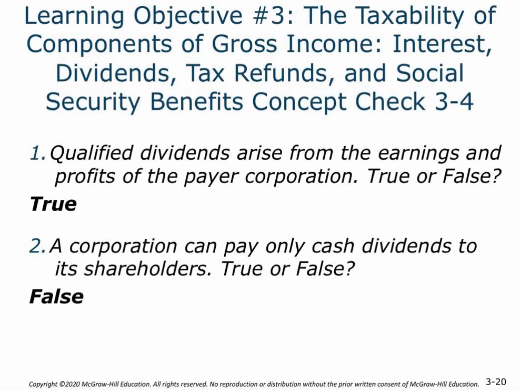Take a look at these concept checks. Qualified dividends arise from the earnings and profits of the payer corporation. That is true. A corporation can pay only cash dividends to its shareholders, and that is false. A corporation could also pay stock dividends, for example.